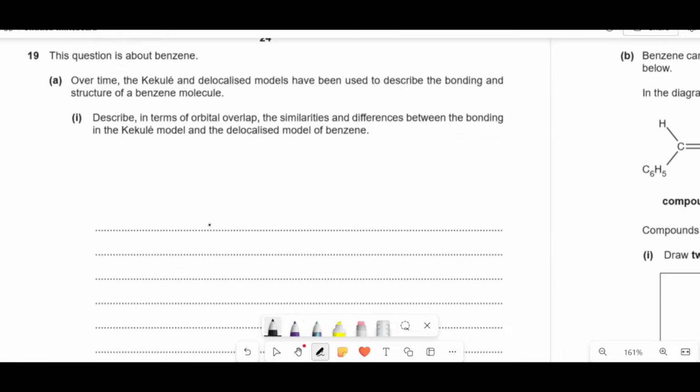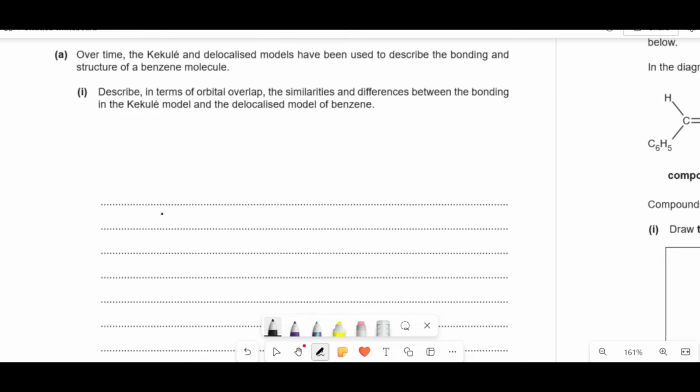There you go. So this question is about benzene. Over time, Kekulé and the delocalized models have been used to describe the bonding and structure of a benzene molecule. Describe in terms of orbital overlap the similarities and differences between the bonding in the Kekulé model and the delocalized model of benzene. So let's talk about the similarities first.